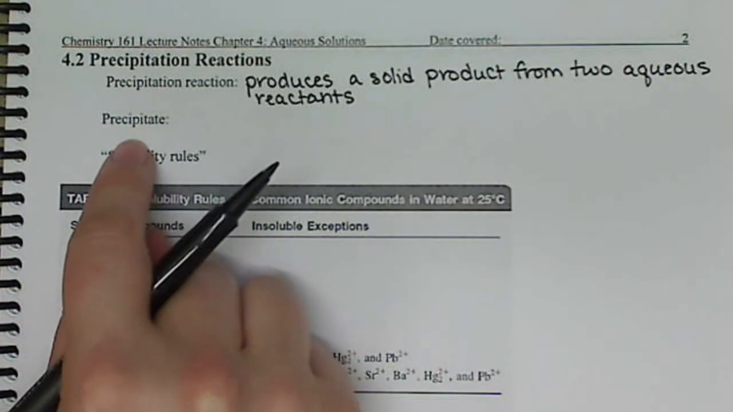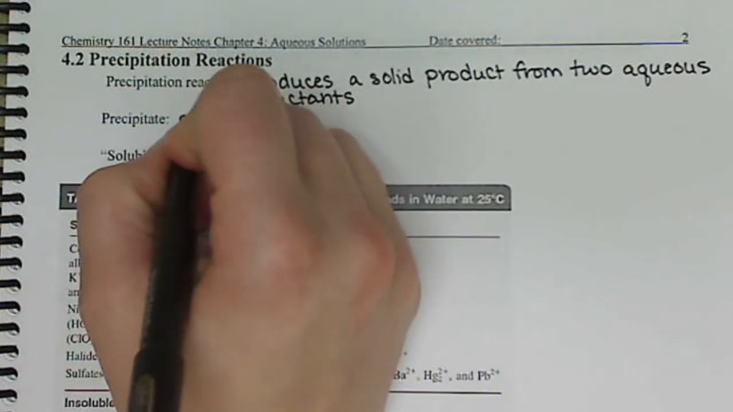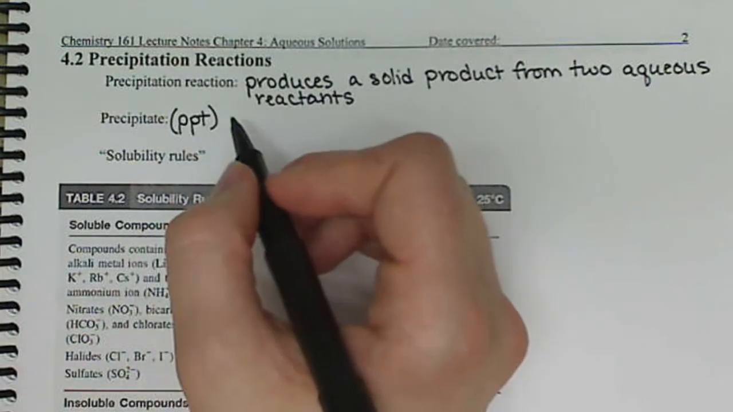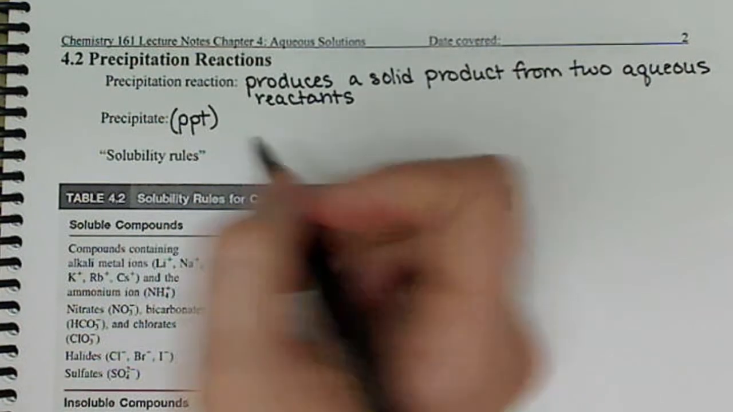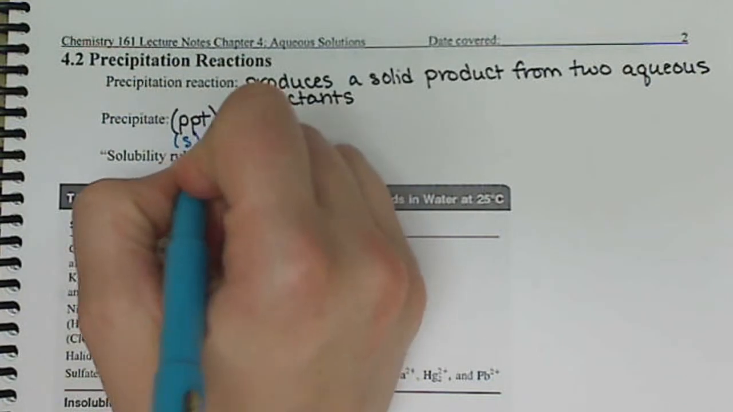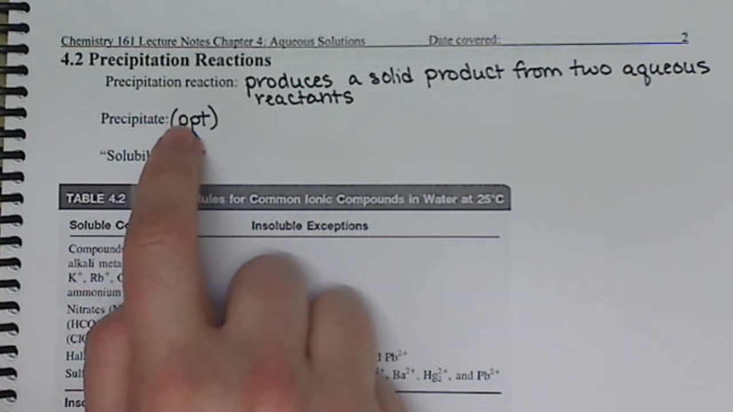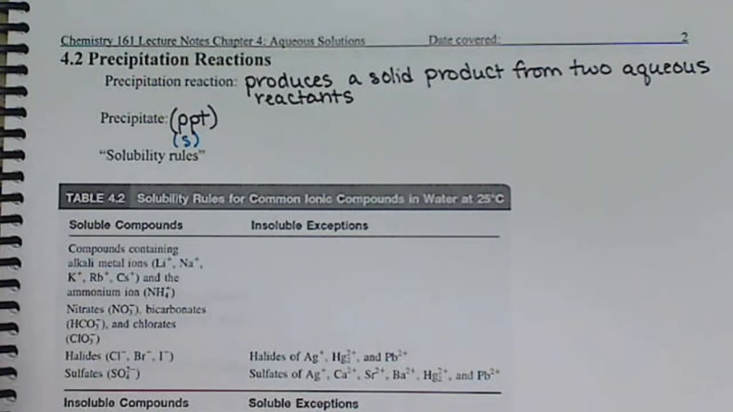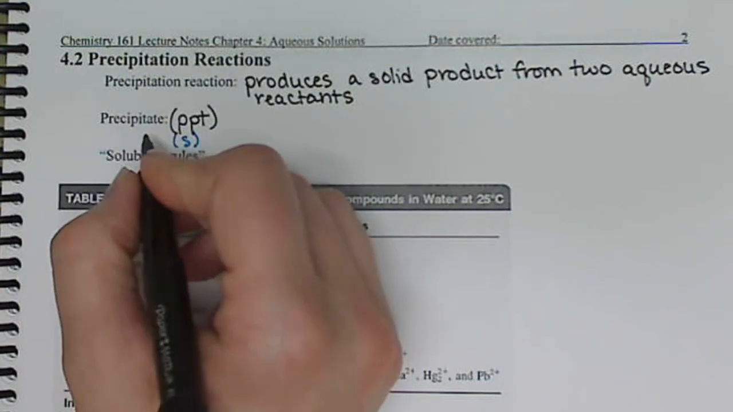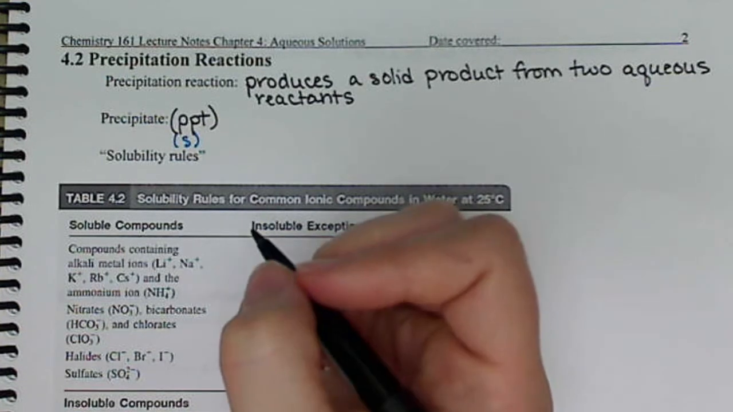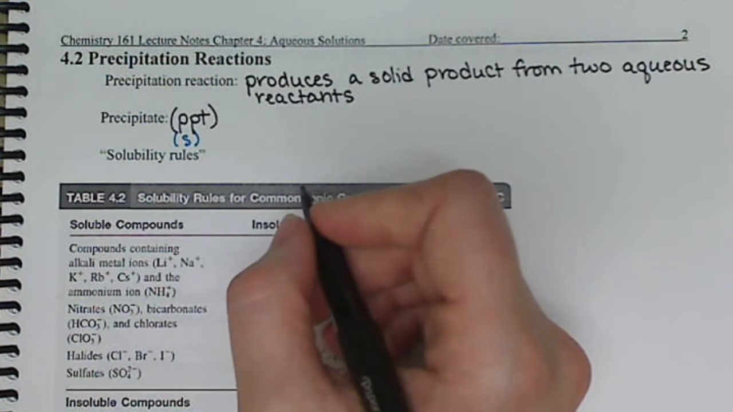We call this solid the precipitate, and we shorthand this PPT, and sometimes it's put in parentheses, and instead of using the S symbol, sometimes you'll see it abbreviated just PPT to indicate that it truly is a precipitate and not just a solid that was started with. So they mean the same thing, but this is much more specific. Essentially, a precipitate is an insoluble compound in water. Okay, so it forms a solid when in water.